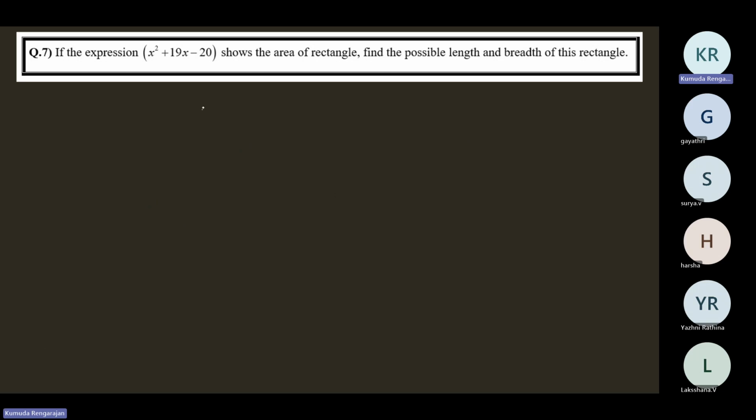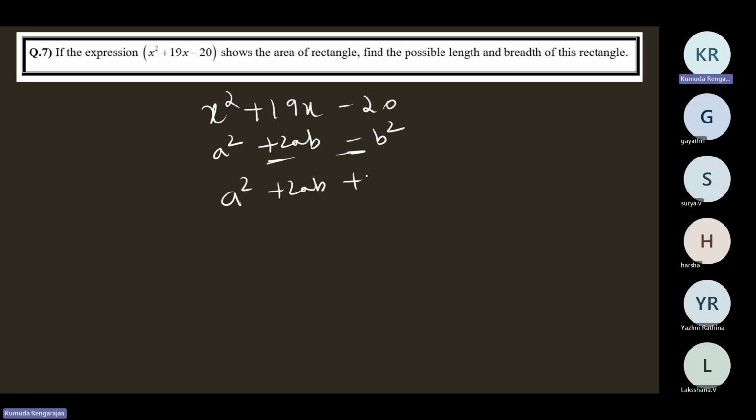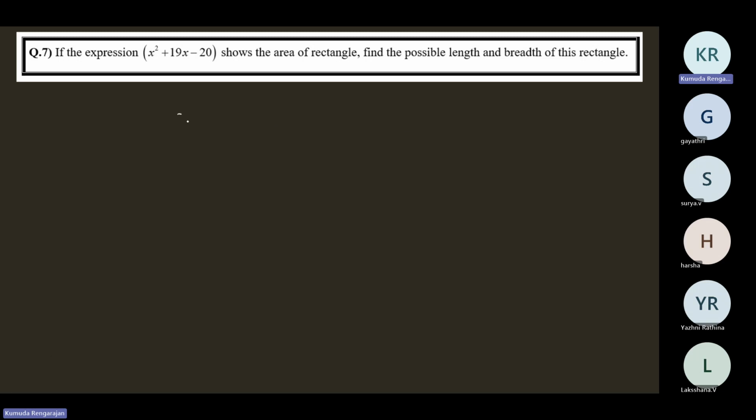But look at the expression given. The expression is a trinomial, no doubt. But see the signs. This is like a square, this is like plus 2ab, this is like minus b square. So the signs don't match. Because it should be a square plus 2ab plus b square, or it should be a square minus 2ab plus b square. So clearly the signs don't match. It's plus 2ab minus b square. No. So this trinomial is not a perfect square.